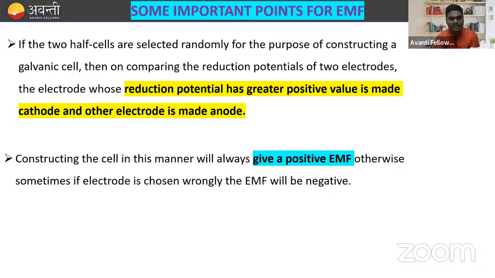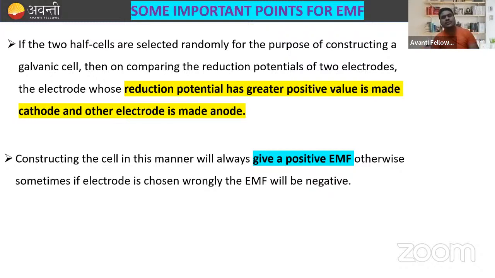Constructing the cell in this manner will always give a positive EMF. Otherwise, if an electrode is chosen wrongly, the EMF will be negative. So always remember that the value of EMF always comes out to be positive. Whenever the value comes out negative, it means the selection of electrodes done by you is wrong, right? So always select the correct electrodes for calculating the EMF. You must know which one acts as the cathode and which one acts as the anode, so the selection is very important.